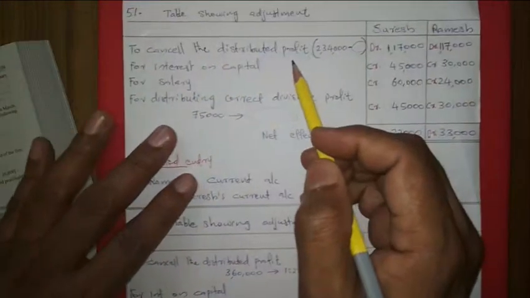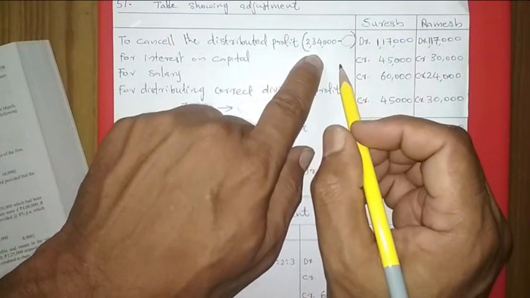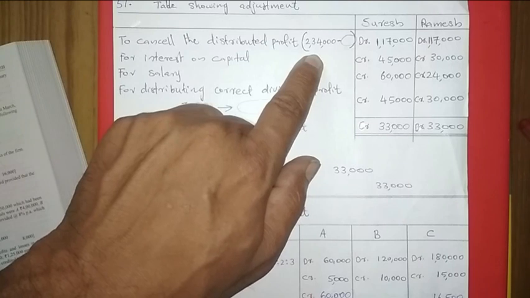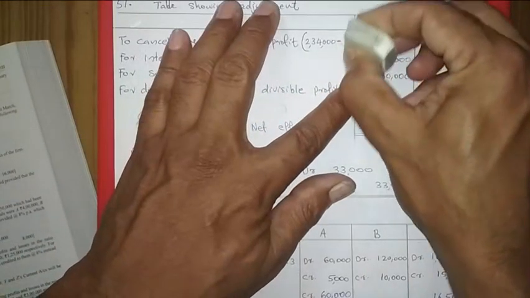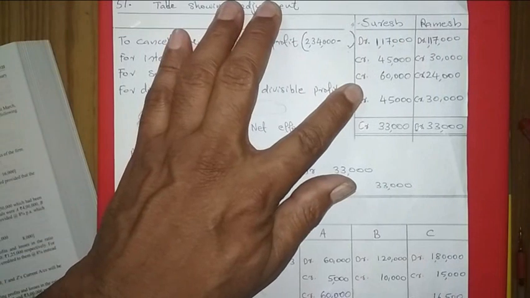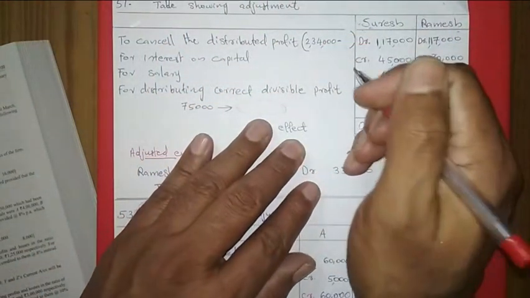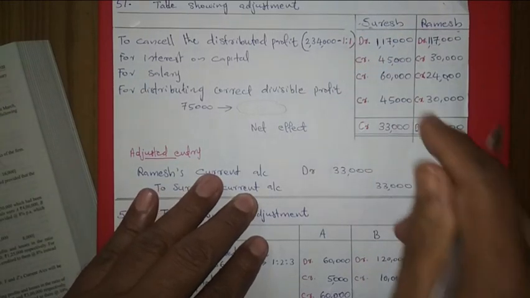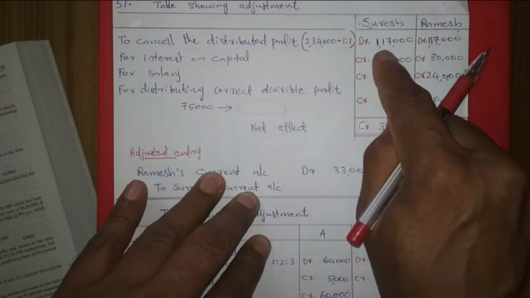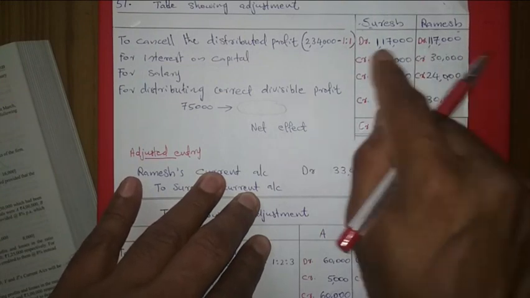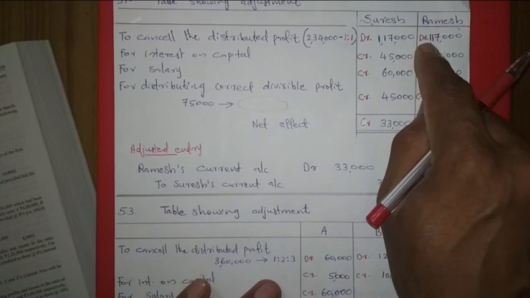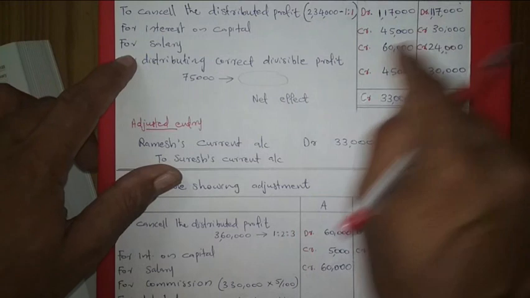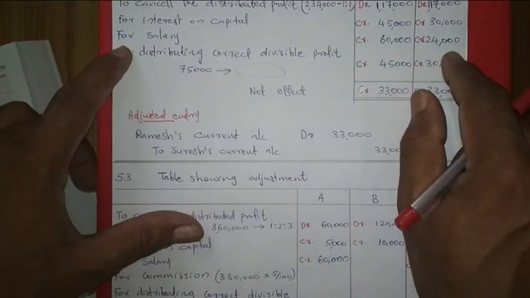Firstly, to cancel the distributed profit. Distributed profit is given, 2,34,000. So this we have to cancel in which ratio? That ratio will be equal, because in the question it is saying that it is equally distributed. So in 1:1 ratio, that we have to debit. So 1,17,000 and 1,17,000 we debit to their capital accounts for cancelling. Then interest on capital we have to credit, that we did there. Then salary also we credited, that also we taken there.